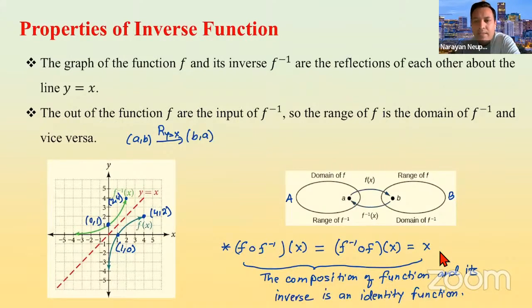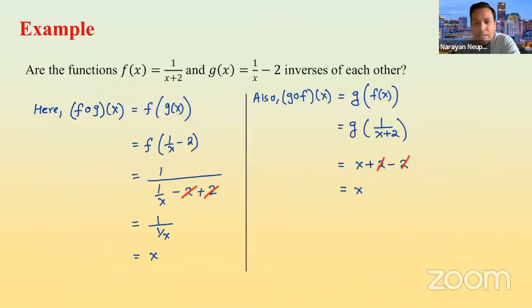In that case, they are inverse of each other. The composition of a function and its inverse is an identity function, and that's what we are seeing here. This composition is x: input is x, output is also x, identity function. Same thing here, input x, output is also x. So identity function.